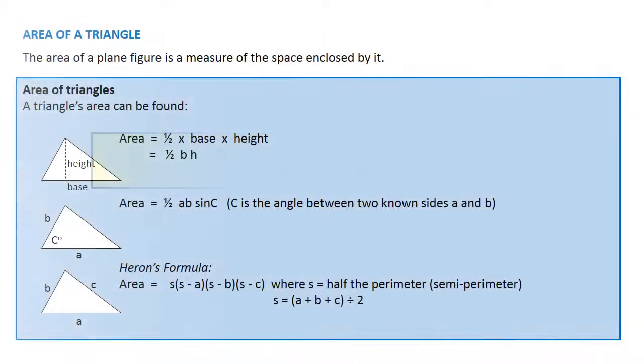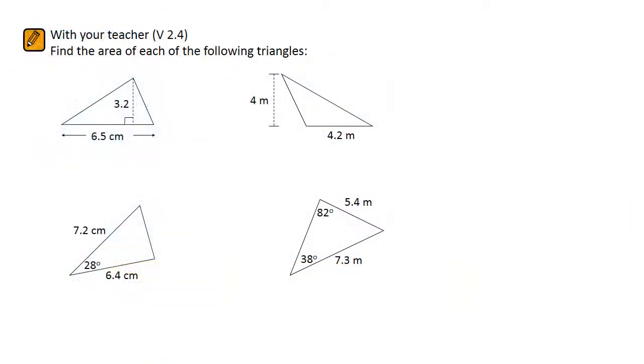In this video we examine three different formulae for measuring the area of a triangle. The first is the old formula: area equals half base times height. The second is a formula that you can use if you know two sides and the angle between them: area equals half AB times sine C. And the third is called Heron's formula, and you can use it if you know the three sides of the triangle. Let's have a look at some examples.